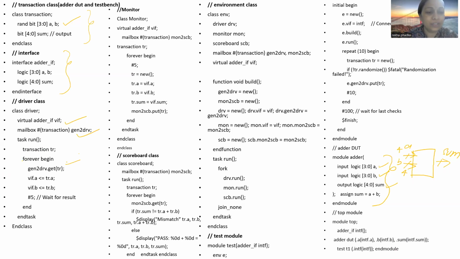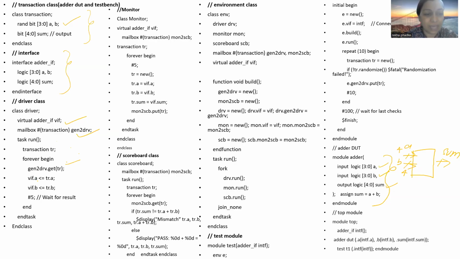Then inside the driver, I'm declaring a task wherein I'm creating an object of transaction, by saying transaction tr. Then in an infinite loop, I'm taking the packet from the mailbox. gen2drv is the mailbox. So get the packet from gen2drv, get it from there. And what are you getting from the mailbox? The packet, so get(tr). That's the syntax. Then you'll be writing that into the interface.